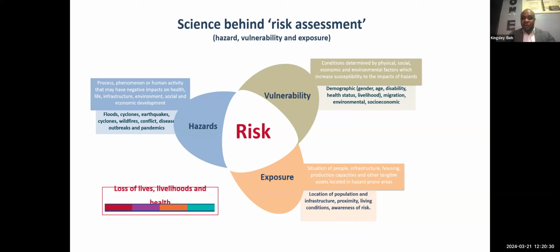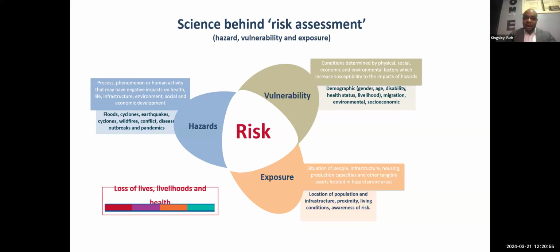And the last, but not the least, parameter on this slide is the exposure. Exposure is actually looking at the situation of people. I want to describe exposure as the proximity of whether it's people or infrastructure to that risk. So we are also looking at the location of that population. Where is that infrastructure located? Number of people that are living in that area.